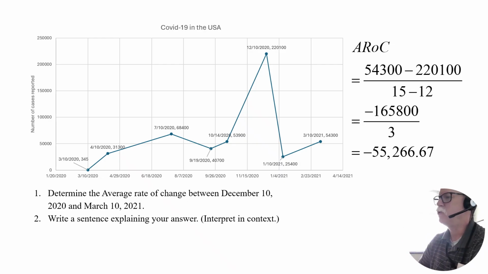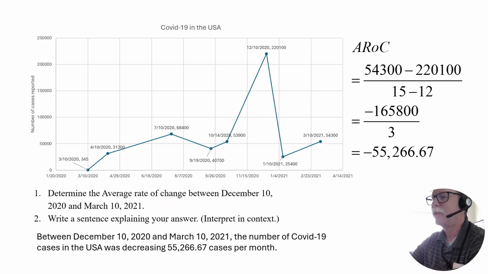And again, I'm subtracting the months, so March next year would be 15, and December this year would be 12. Get a negative in the numerator, that's our net change, and then simplify, and then write that sentence exactly like before, except we'll have the word decreasing and a different number. So between these two specific input values, write it out like I've got typed there.